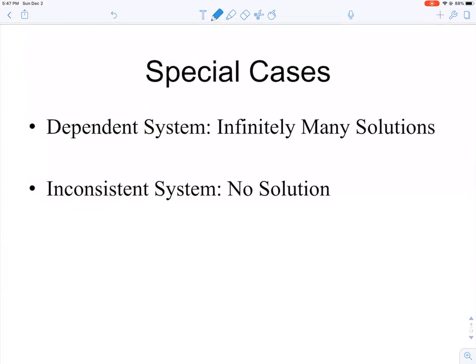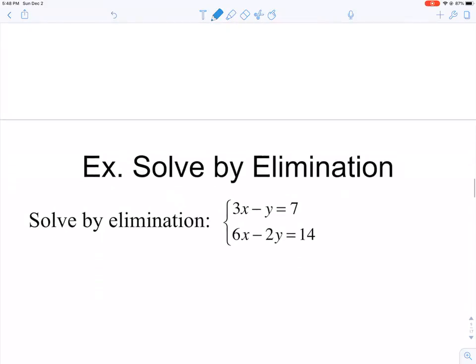Okay, so remember we have those special cases of when we have a dependent system. All of the examples we've looked at so far here were consistent systems because there was exactly one solution. So now we're going to look at what happens when you're using the elimination method and you have a dependent system, so infinitely many solutions, or an inconsistent system, so no solution.